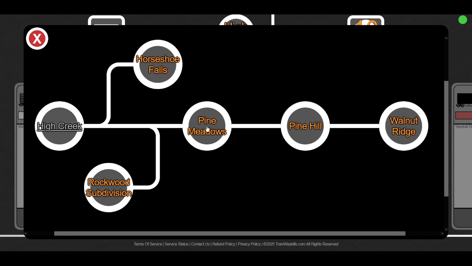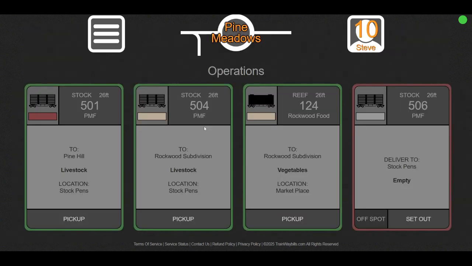When I arrive at Pine Meadows, I can take out my phone or my tablet, whatever device you're using, and click on Pine Meadows. When I click that, it's basically giving me a mini switch list for Pine Meadows. As you see, there's only 4 cars. I'm not cluttered with lots of information. I've got 10 cars on board, but these 4 are the only ones that actually interest me. So it's given me 3 pickups to do at Pine Meadows and 1 set out.